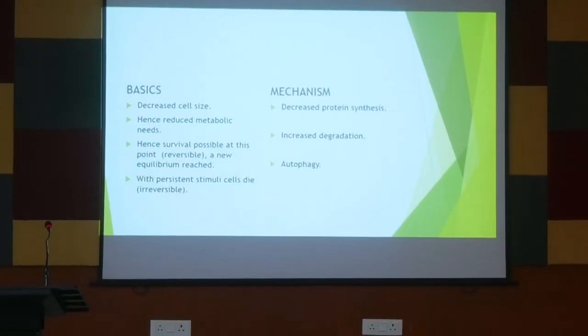So that is what is written. Decreased size of the cells results in reduced metabolic needs. The metabolic needs are reduced. Hence, a new equilibrium is reached which allows the cell to survive, which I have said in the definition. It's a reversible change under some physiologic or pathologic stimuli or stress, where a new state is achieved in which the cells are able to survive during that period of stress. So it's that particular period of stress where this helps the cells to survive.